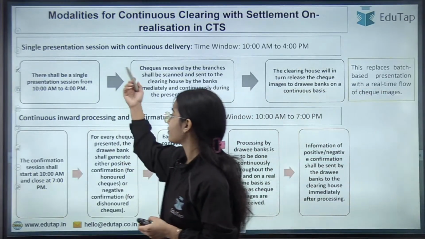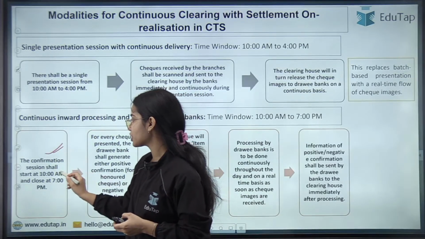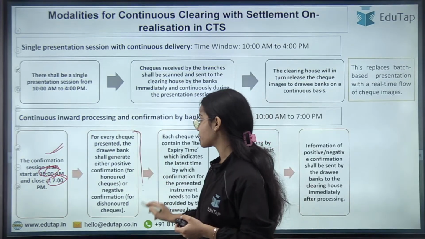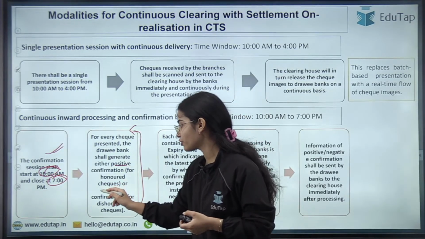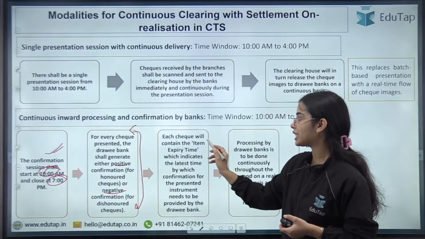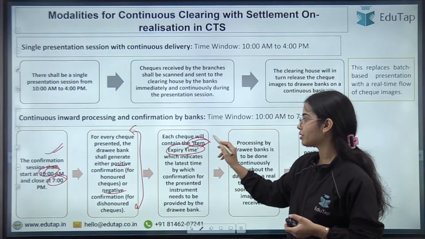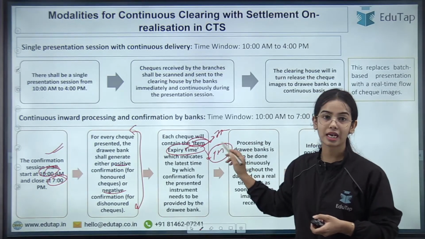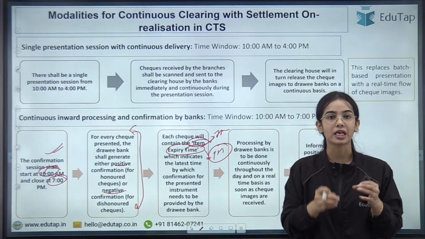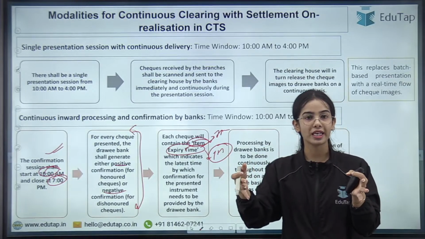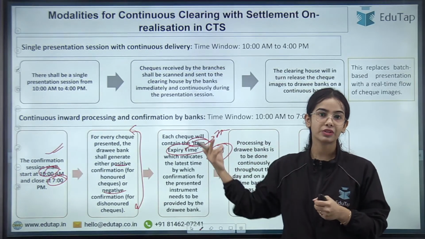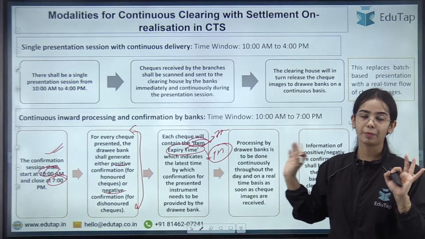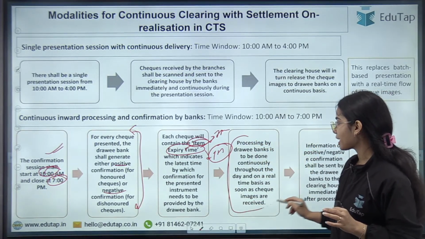So now we have discussed the confirmation session that is going to be from 10 a.m. to 7 p.m. from the drawee bank. The confirmation has to be provided, either positive confirmation or negative confirmation. For each check, there is the item expiry time: in phase 1 by 7 p.m. and in phase 2 T+3 hours. That is, if the drawee bank has received the check between 10 a.m. to 11 a.m., then within 3 hours the check has to be confirmed, otherwise it will be taken as approved.